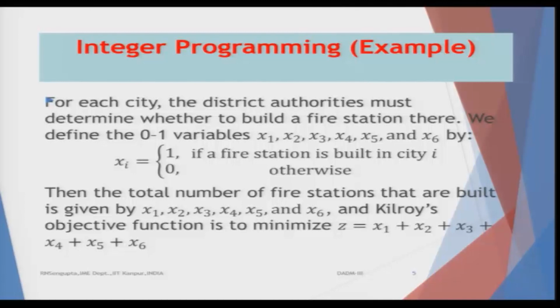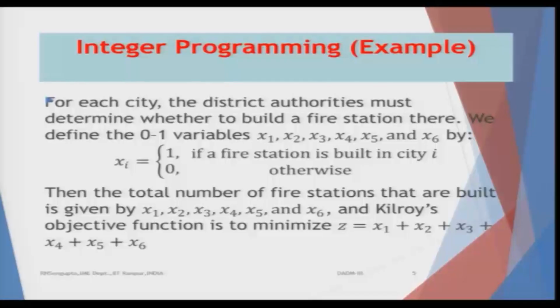For each city, the district authorities must determine whether to build a fire station there. We define that as a 0 1 variable. If you remember, in the case of integer programming, we said the values of the decision variables are integers, that means they can be 0, 1, 2, 3, 4, whatever. In this case they are 0 and 1, actually it is known as 0 1 programming, but we will consider that they are integers. So, it is absolutely possible to handle that in the realm of integer programming.